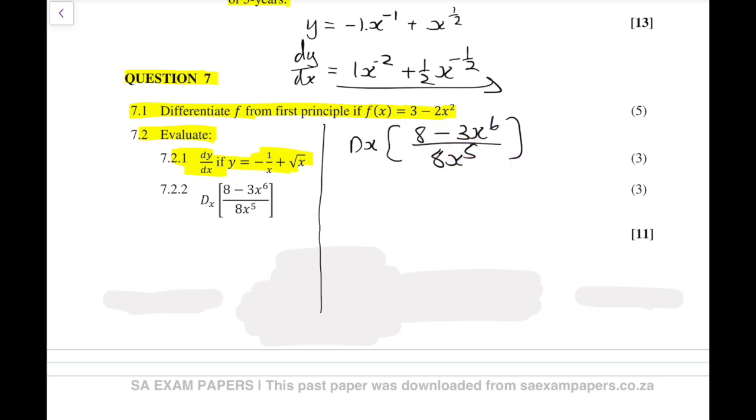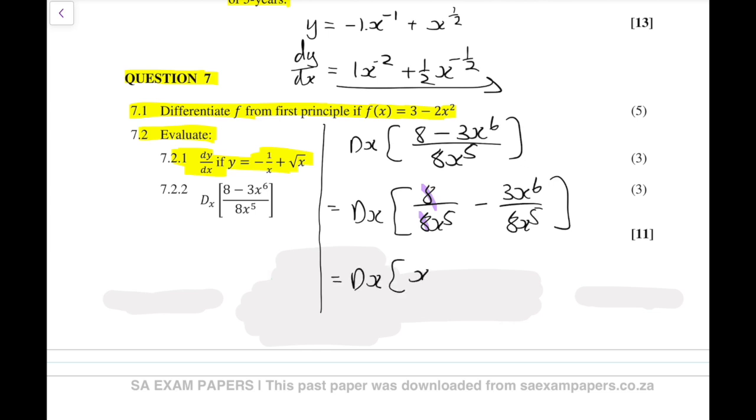Here, you're going to start by saying that this is basically 8 over 8x to the 5 minus 3x to the 6 all over 8x to the 5. Now we simplify this. 8 cancels out with the 8. We take the x to the top, so this is going to be x to the minus 5. Here, that cancels with that, then you're left with 1x at the top. So this is minus 3 over 8x basically.